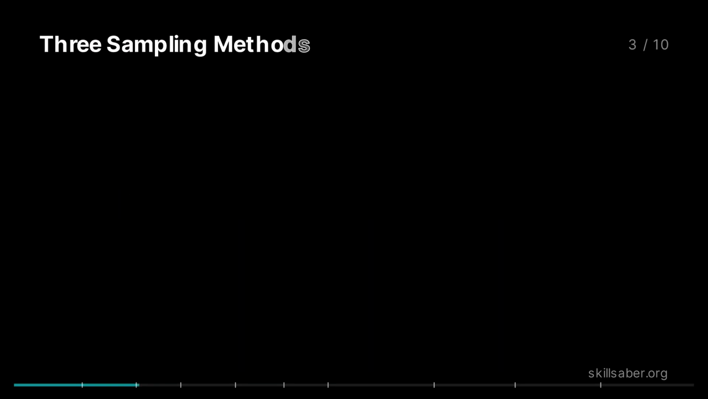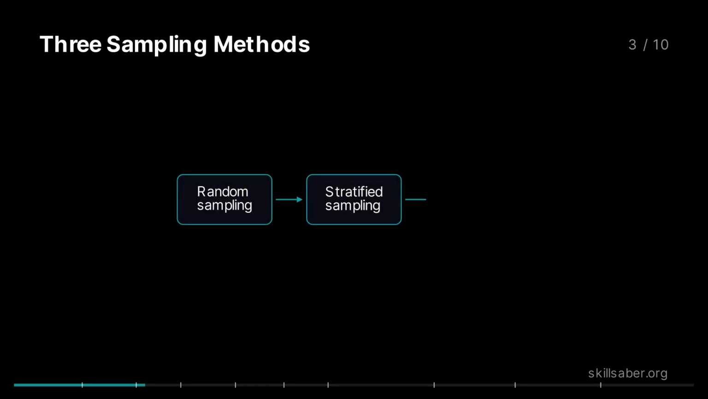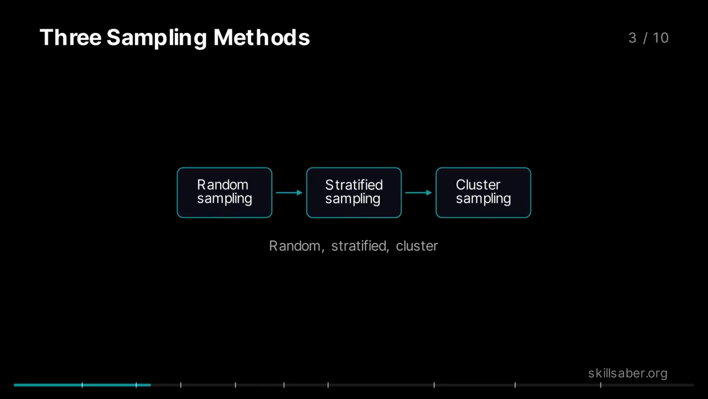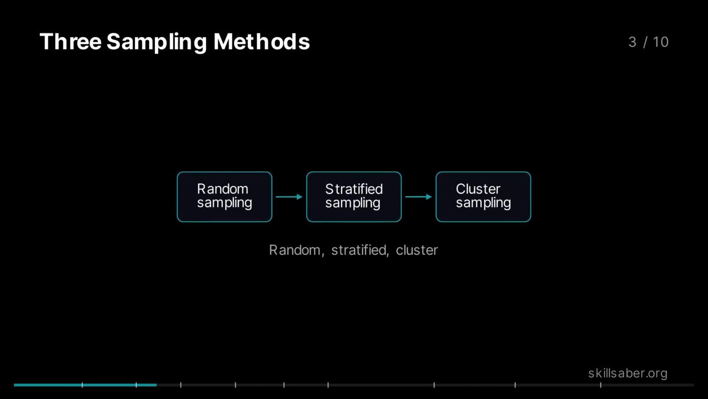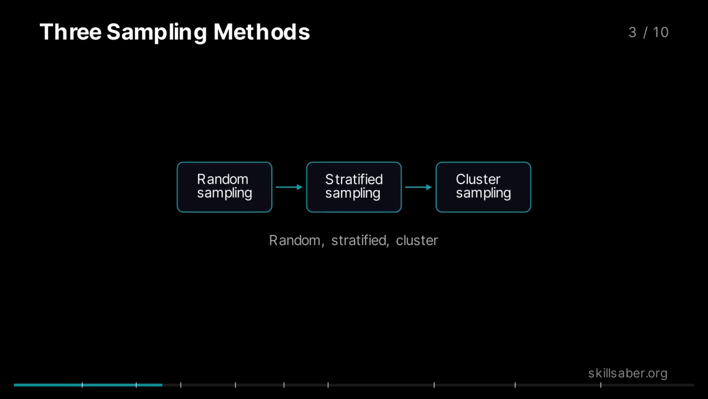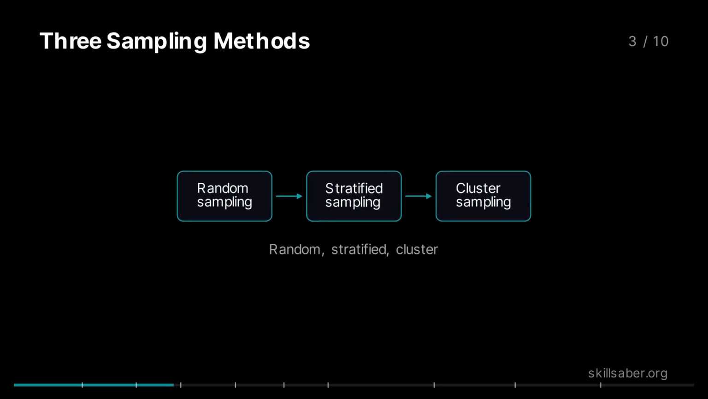Random sampling gives every member an equal chance. Stratified sampling splits the population into groups, then samples within each. Cluster sampling picks whole groups at random. The method decides whether results are biased.